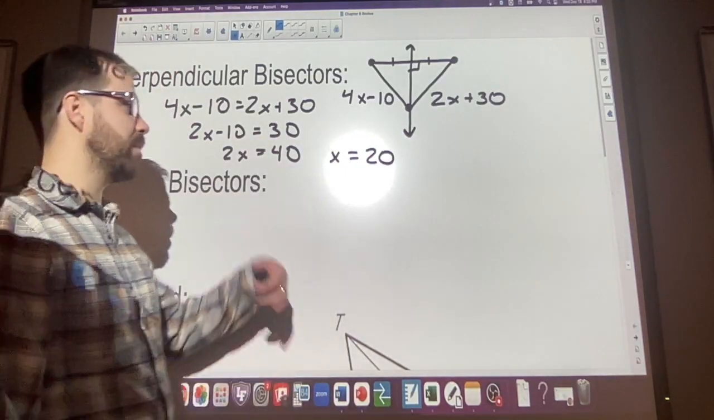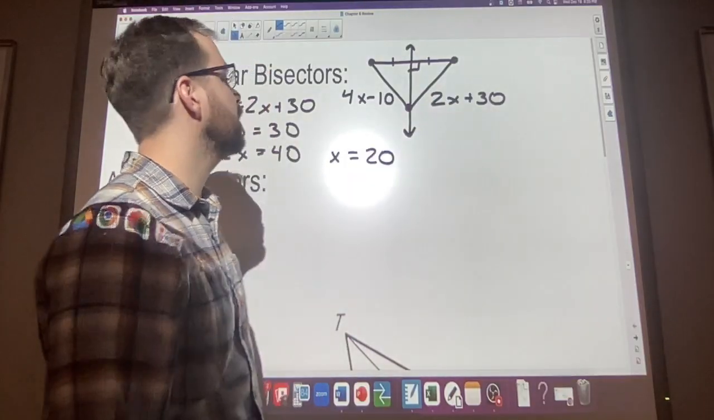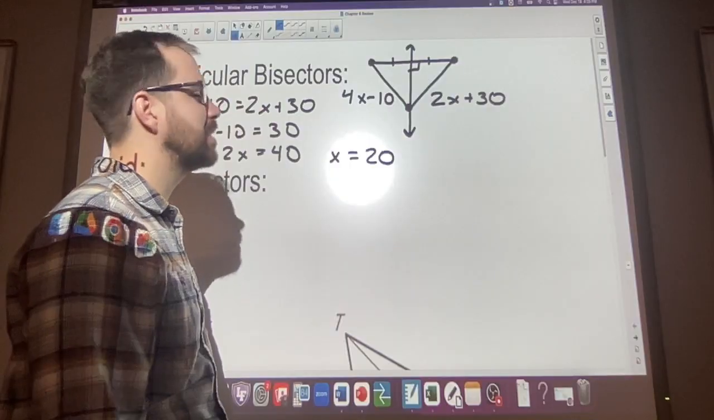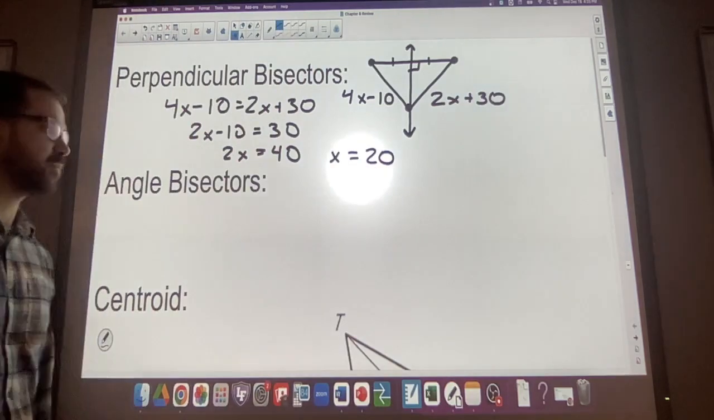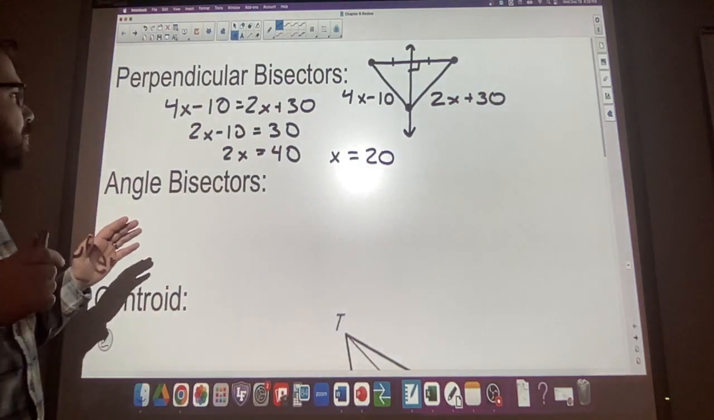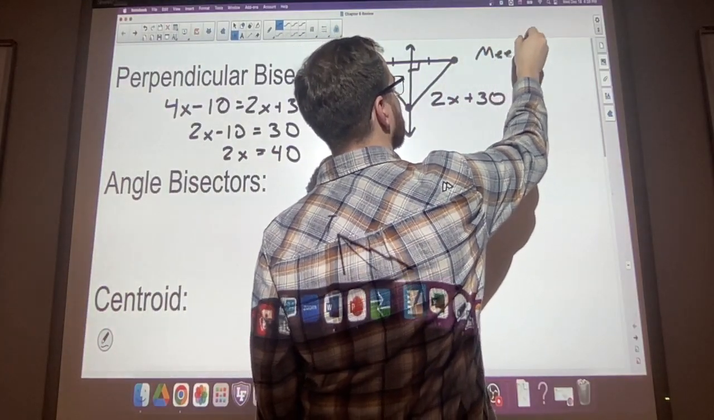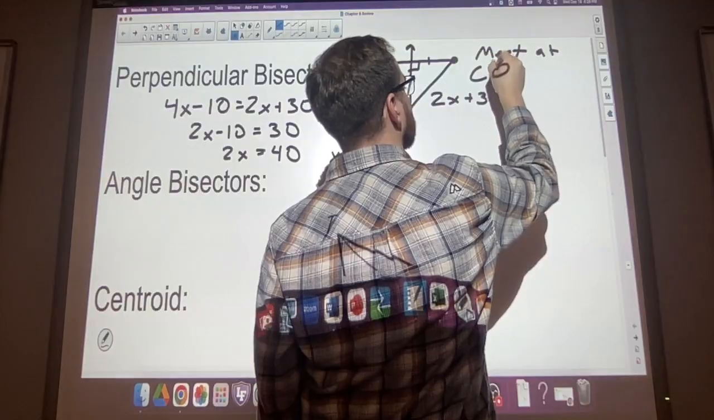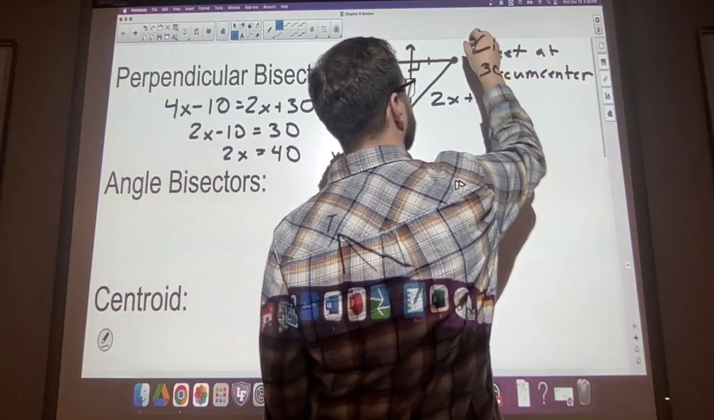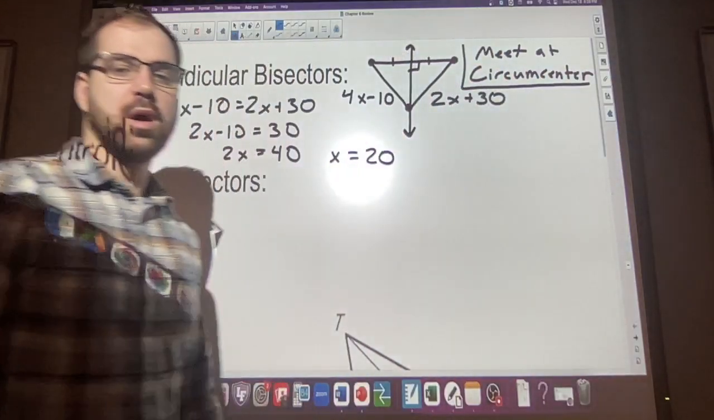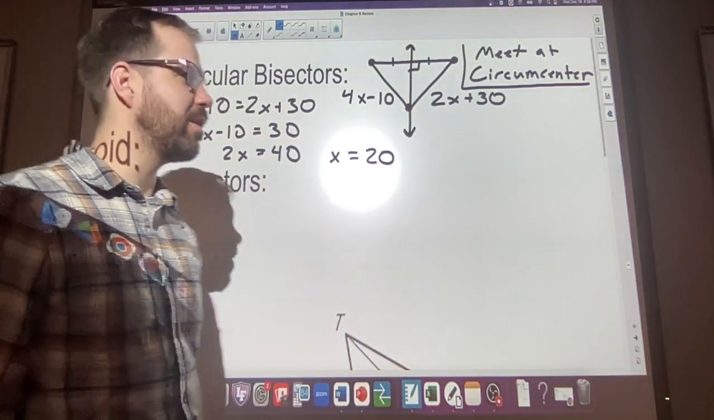You may be asked to plug it back in to figure out what each of these are. So if I plug it back in, 2 times 20 is 40, plus 30, I get 70. So I could say this segment is 70 units long. And another thing you need to know is that they meet at the circumcenter. So, perpendicular bisectors, what are they? They meet at the circumcenter, and you might be asked to set something equal and solve.